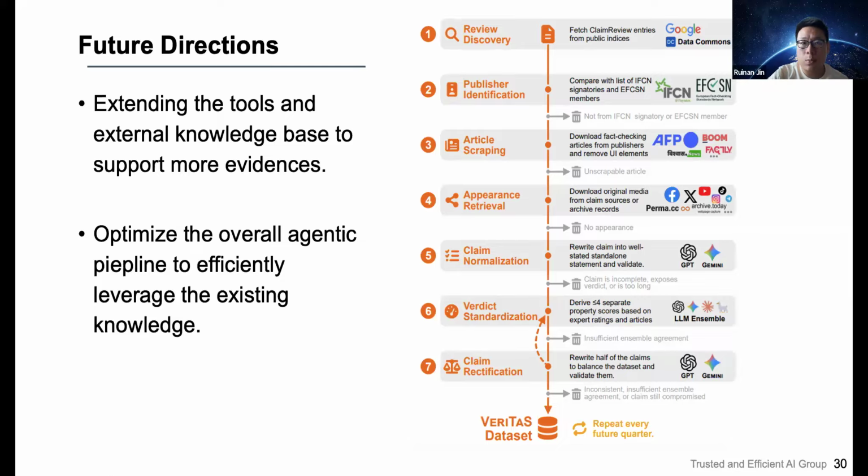And this is one of the preprint studies posted this year. We can see that one of the major contributions is that they try to add different kinds of knowledge. Yeah, the publisher identification, academic articles, and many things. And the second research direction is to optimize the overall agentic pipeline to efficiently leverage the existing knowledge. This is also represented in this follow-up study, where they try to have, for example, claim normalization, all of these more fine-grained actions.